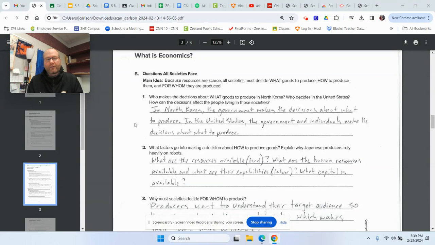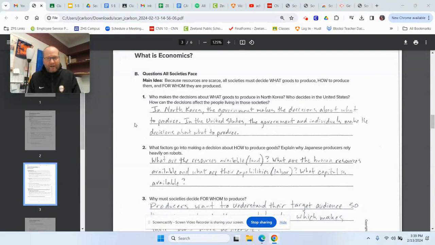Well, if you didn't know about those types of governments, then you had to look this up a little bit. We talked about both these types of governments back in civics. So in North Korea, the government makes the decisions about what to produce. Like they're on top of it. It's a dictatorship. They tell people, here's what you're going to produce. Here's your job. There's very little economic freedom.